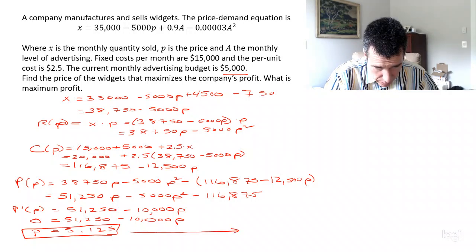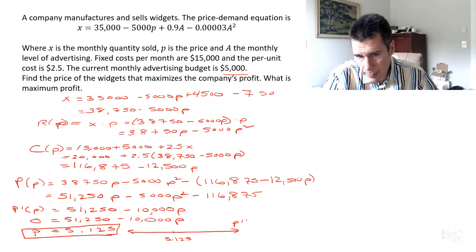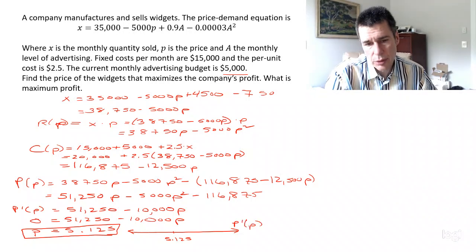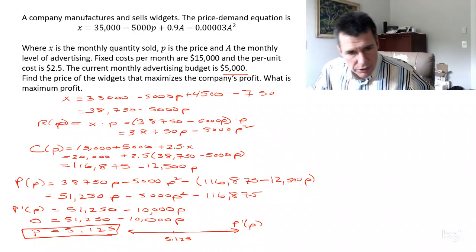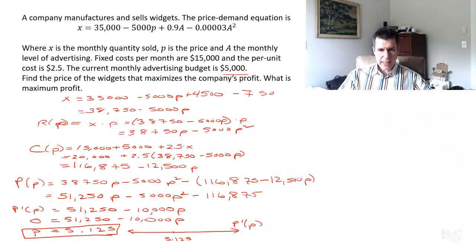We should do a quick check here, which is going to be a little bit hard. So we're doing a number line for the first derivative, with the critical number at 5.125. We want to know whether P prime is positive or negative to the left. And nicely, P prime is a linear function, so it's pretty easy. If we're to the left, P is smaller, and this is positive. P is bigger, this is negative. So it's increasing and then decreasing, which means that 5.125 is a maximum.